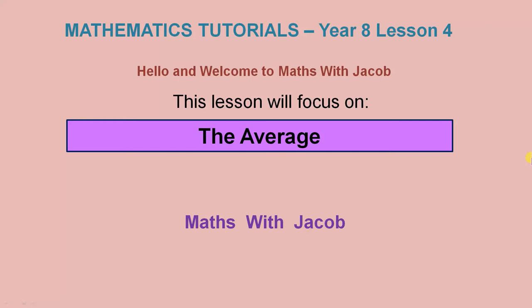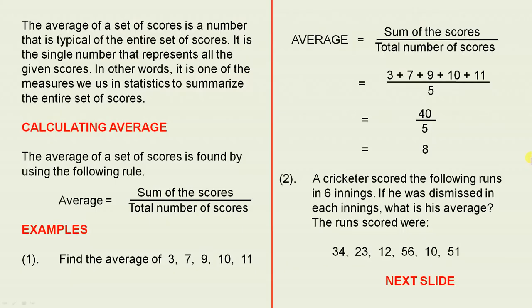This lesson will focus on the average. The average of a set of scores is a number that is typical of the entire set of scores. It is the single number that represents all the given scores. In other words, it is one of the measures we use in statistics to summarize the entire set of scores.